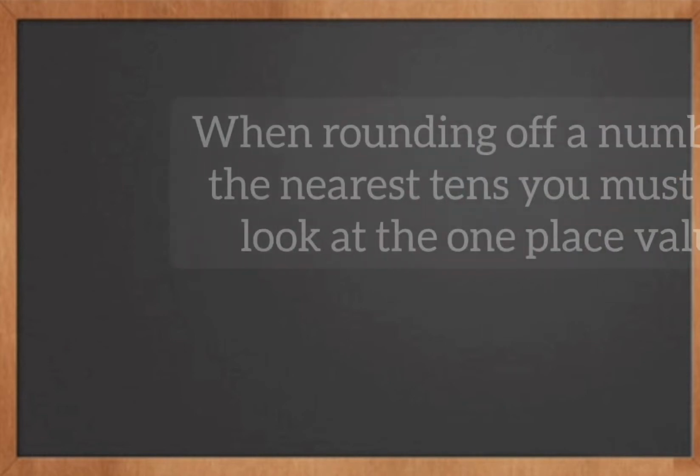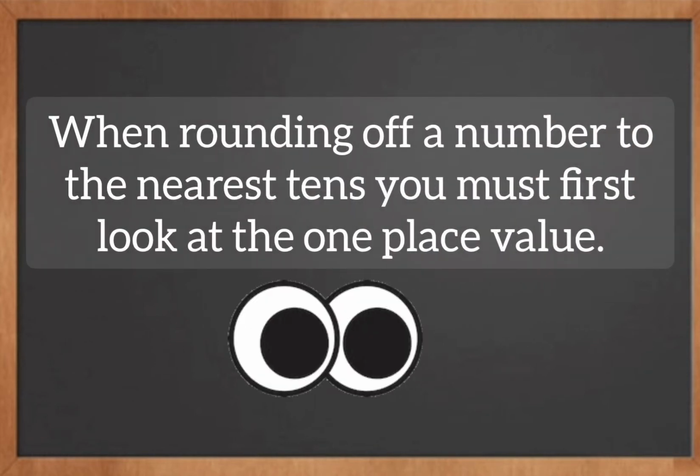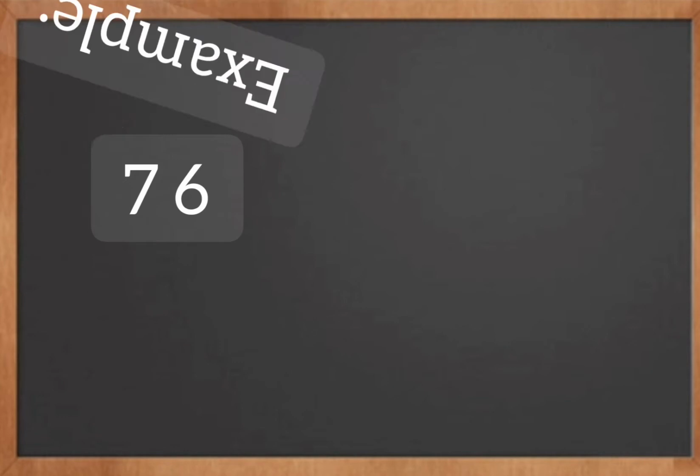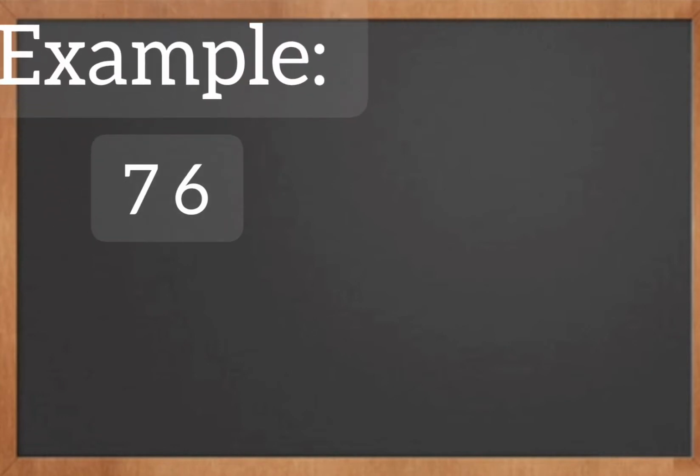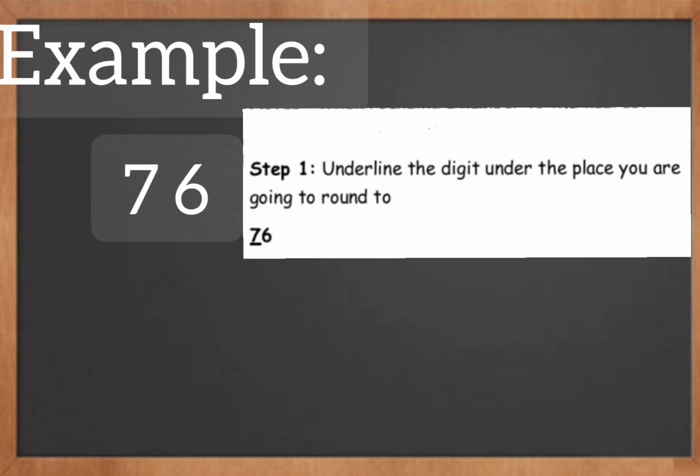So when rounding a number to the nearest tens, you must first look at the ones place value. For example, if we have the number 76, there are some steps we need to follow. Step 1. Underline the digit under the place you are going to round to. So we will be rounding off 76 to the nearest tens. So let's look at the digit that we are going to round to. What digit is that? Yes, it is the 7.